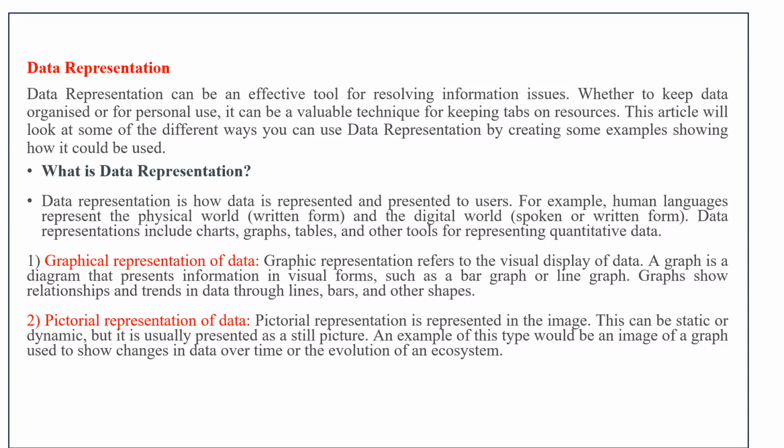Now the second one is pictorial representation of the data. Pictorial representation is presented in the form of an image. This can be static or dynamic, but usually it is presented as a still picture. An example of this type can be the image of graphs, especially bar graphs, which are used to show changes in data over time or the evolution of the ecosystem.